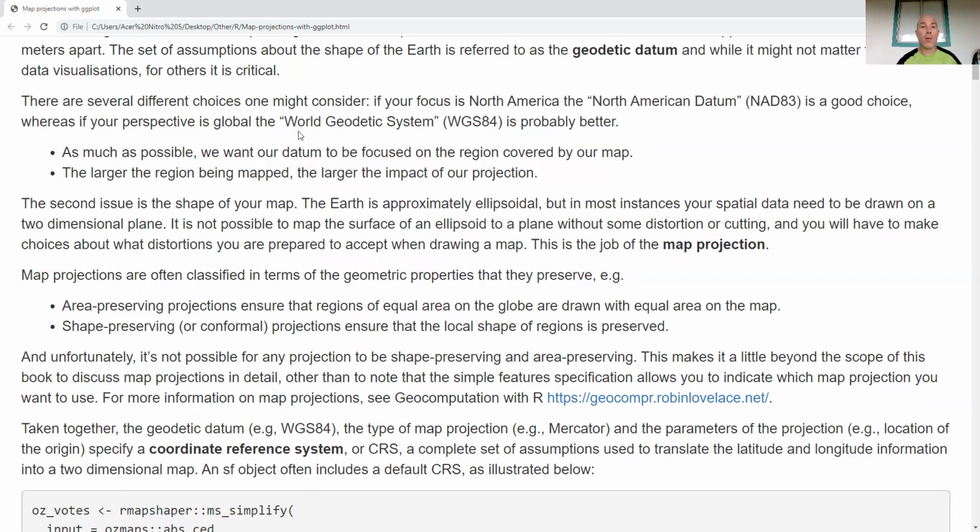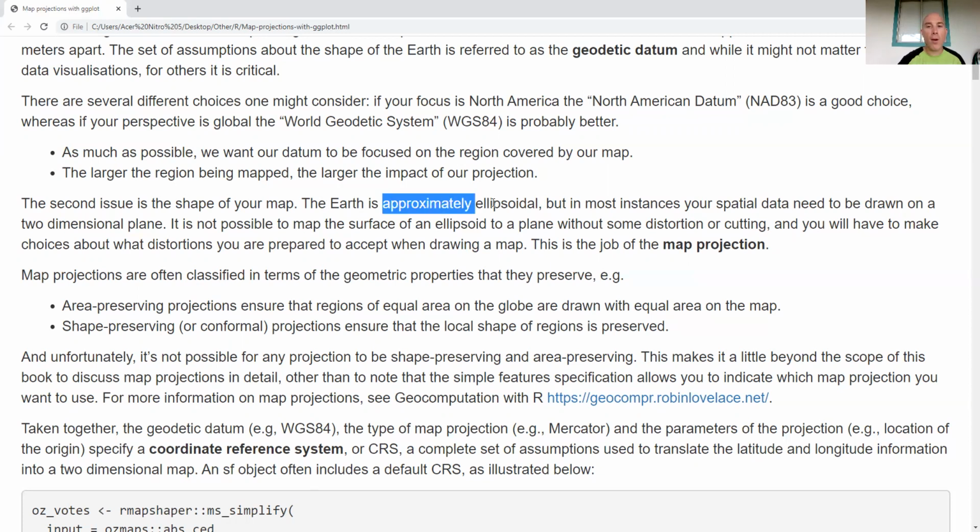Another one is, if I want to look at things for the world as a whole, the World Geodetic System will be better if I want to look at the entire planet. As much as possible, we want our datum to be focused on the area that we're interested in. If I am interested in the northern portion of South America, the North American datum would not be a horrible choice, but it would be a little bit off. I want one that would be centered on the region I'm interested in. And in general, the larger the region we're dealing with for mapping, the more distortion we're going to end up getting.